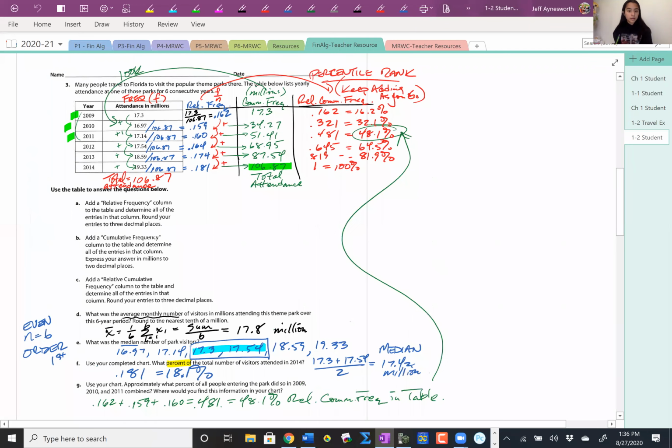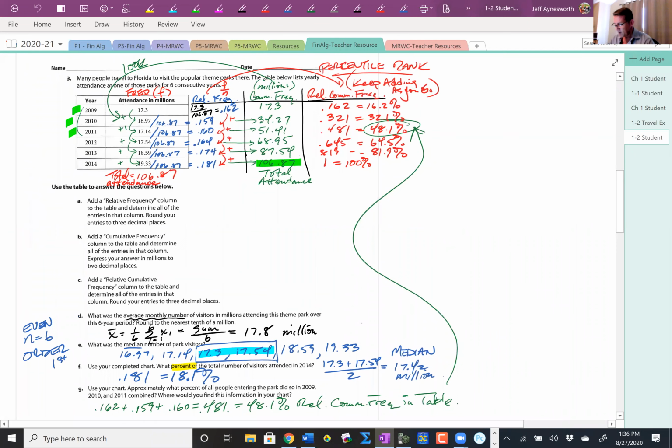Yeah, I did. Okay. So which one did you have a question on, F, you said? Yeah, F and G, but if I know how to do F, I could probably do G. Okay, so let's read F. Using the chart above, the table that I worked on up here, what percent of the total number of visitors in 2014?